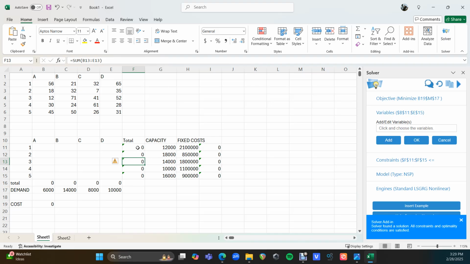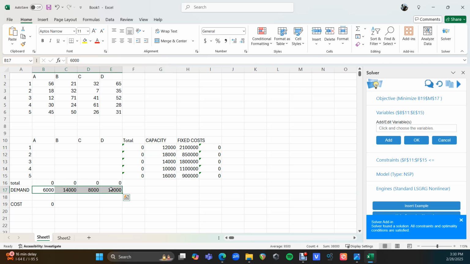Now, we want these to be less than or equal to the capacity, because the capacity is all they can handle. It's the max, but we don't have to fill the capacity. We don't have to use up to 12,000, up to 18,000. We don't have to use all those. We have those as a limit.